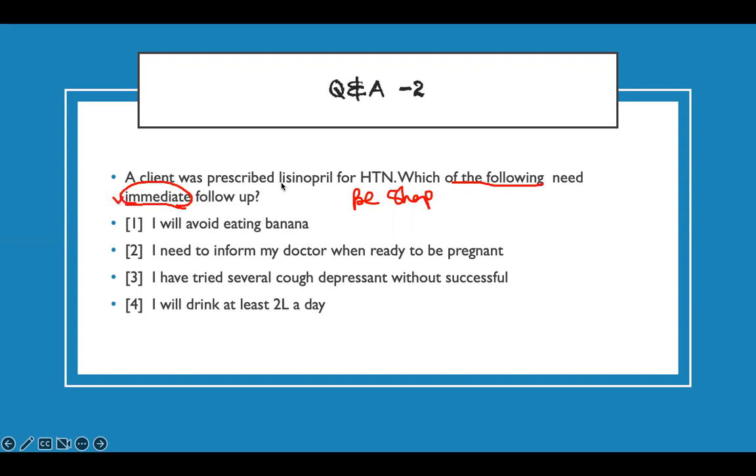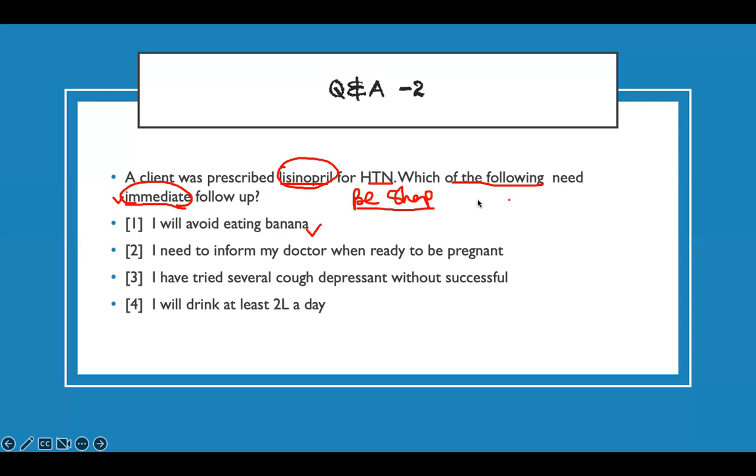A client was prescribed lisinopril for hypertension. So somebody on lisinopril, that's my buzzwords. For hypertension, what do I need to do to immediately intervene? I'm looking for something here. The same thing, my buzzwords. My case, my buzzwords, I rewrite it. Basically, this is a simple rewrite. Lisinopril, if I see something, I immediately have to intervene and I have to be sharp. So I will avoid eating banana.